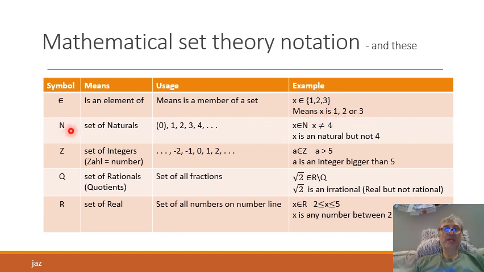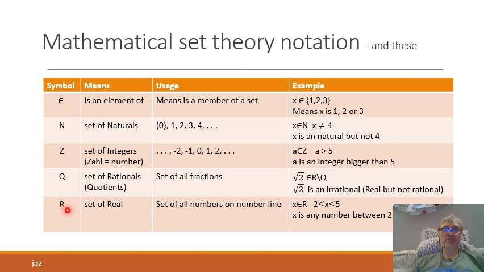And then some sets. N stands for the set of naturals. So if we say that x is a natural, x not equal to 4, we can write it in this way. Z is the set of integers. And so if we say A is an integer, A bigger than 5, we can write it that way. Q is the rationals, which is the set of all fractions. And so we can, for example, say that root 2 is in the set of reals that are not rational. So this is in R and not Q. So this is a number which is a real number, but not a rational.